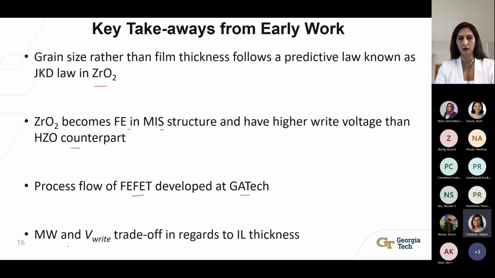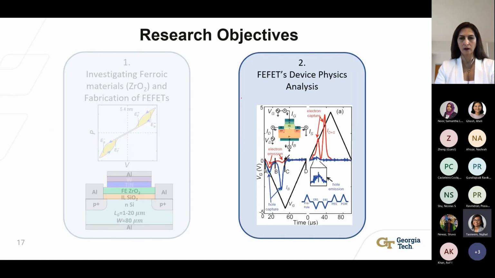And we also learned that there is an inherent trade-off between memory window and write voltage with respect to interfacial layer thickness. So next, I tried to investigate the FeFET's device physics, particularly its trap dynamics. I spent the last few years of my PhD on this study, and I will also spend the majority of my presentation trying to explain this part of my work.